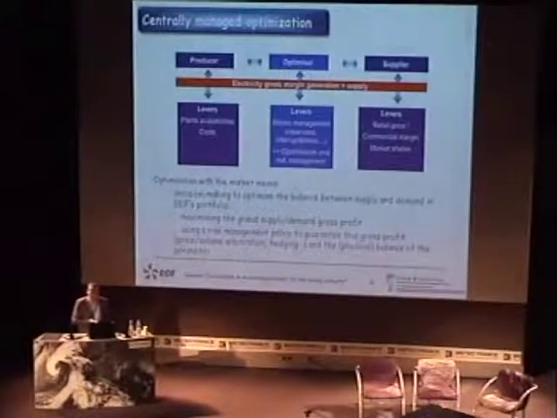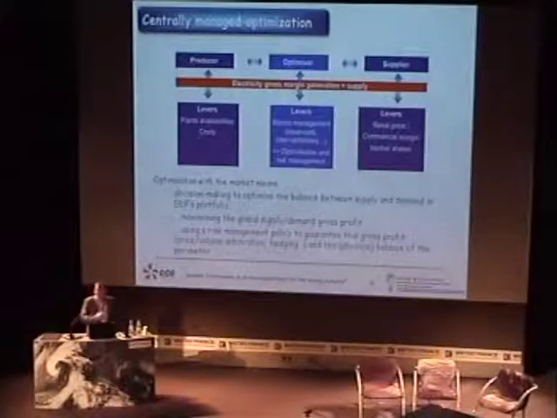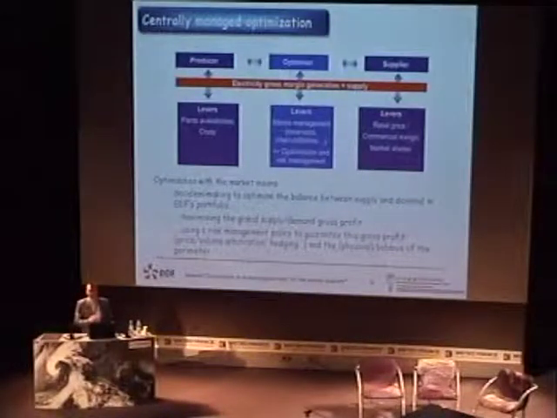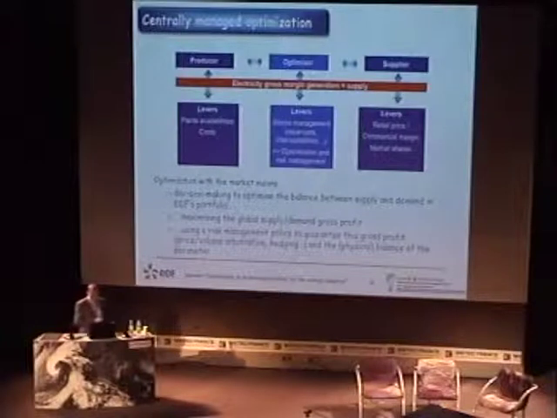So the way it is dealt with in France, but it's the same in many countries, is that you have to make an optimization. You have 3 essential blocks in this process. You've got the production side, the supply side, and the optimization side in the middle. And for each of these blocks, you have some levers to manage your system. For instance, for the production, you can act on the plant availabilities, on the cost of the different production means. From the supplier side, you can act on the retail prices, commercial margins, and market shares, and so on.